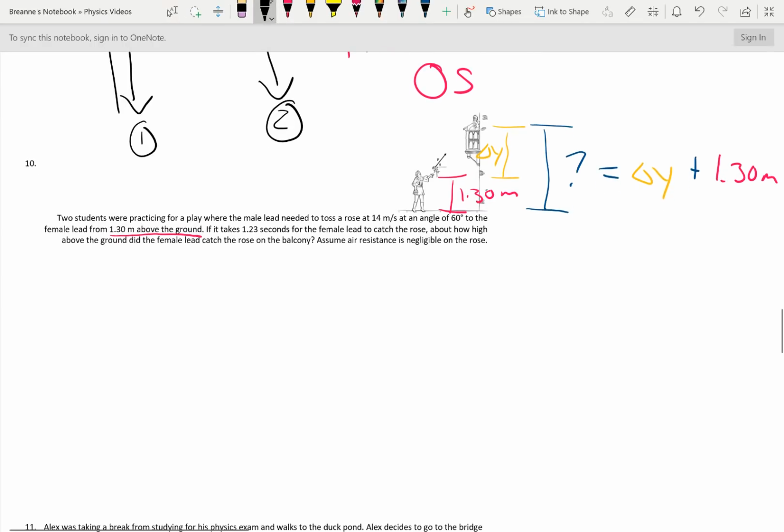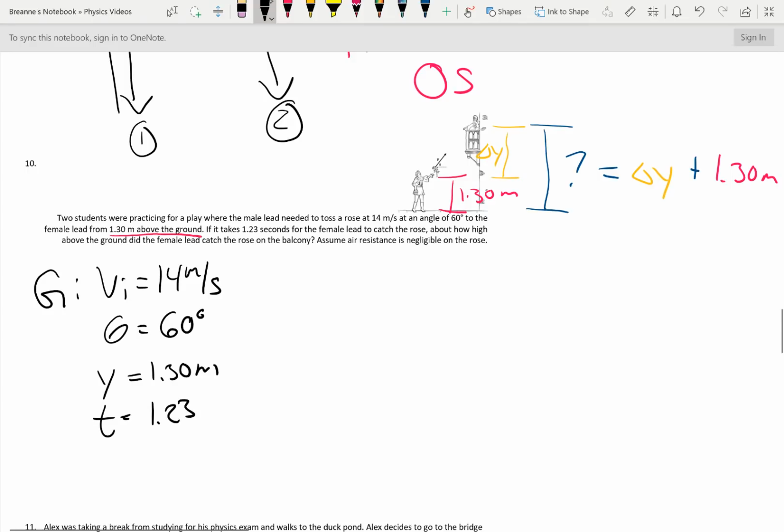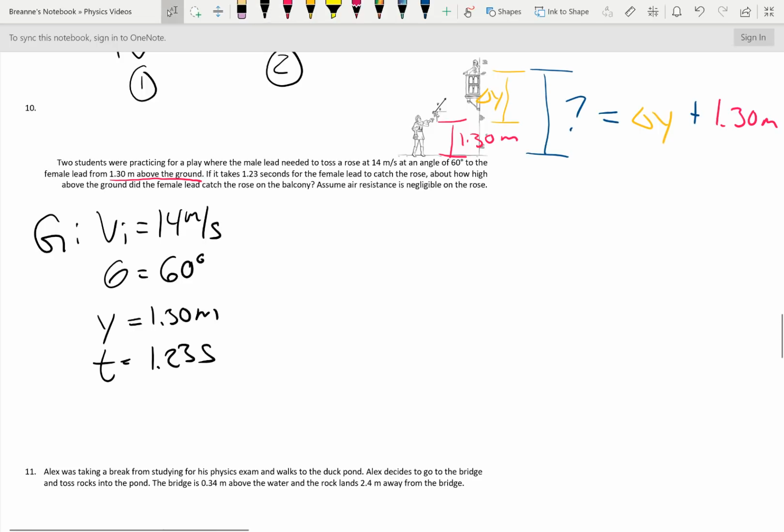So let's pull out our givens. It's being tossed with an angle of 60 degrees. And it is above, so we're just going to put that as just plain y. We have time, 1.23 seconds. What we're looking for is our delta y.